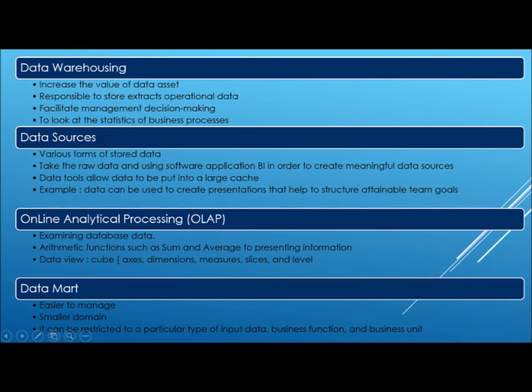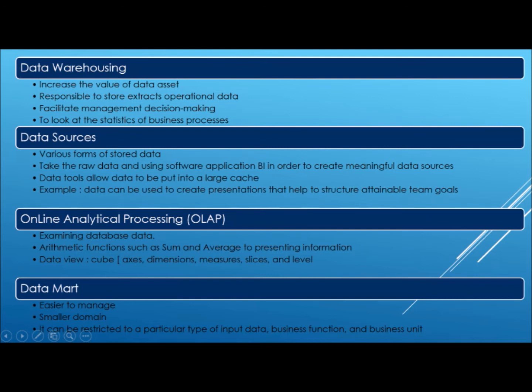Online analytical processing or OLAP. This is a technique for dynamically examining database data and using arithmetic functions such as sum and average to present information. Data can be viewed as a cube that consists of axes, dimensions, measure, slice, and level.